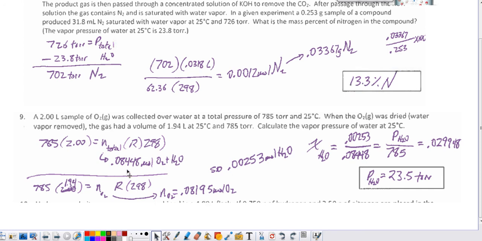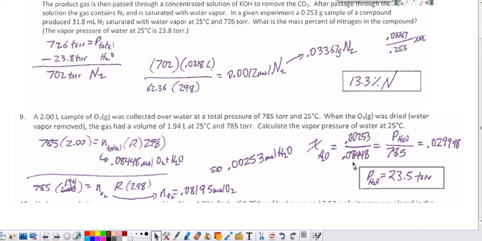So if 0.08448 is the total moles, and this is the moles of oxygen, I can do the magic of subtraction to find the moles of water. Then I took the moles. I have moles in a couple different ways. I have the total, I have oxygen, I have water, and I wrote a mole fraction. I wrote the moles of water over the total moles.